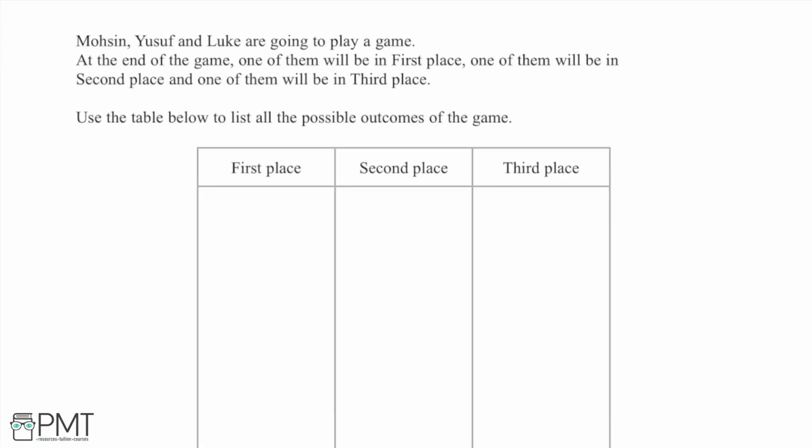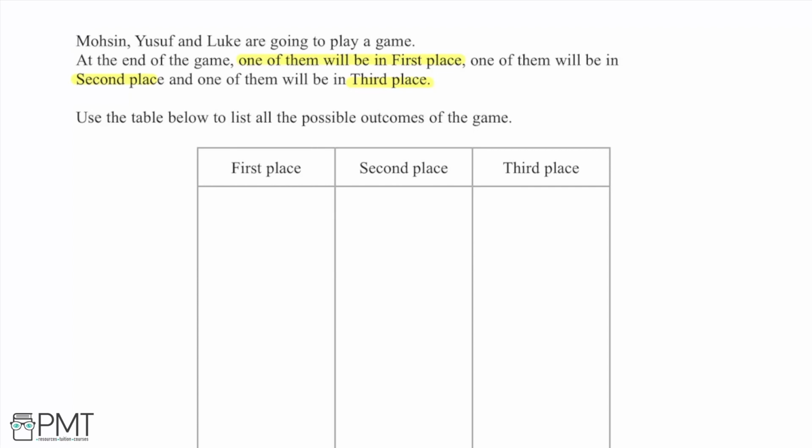So here I'm told that Mohsin, Yusuf and Luke are going to play a game. At the end of the game, one of them will be in first place, one of them will be in second place, and then one of them will be in third place. And I'm asked to use the table below to list all of the possible outcomes of the game.